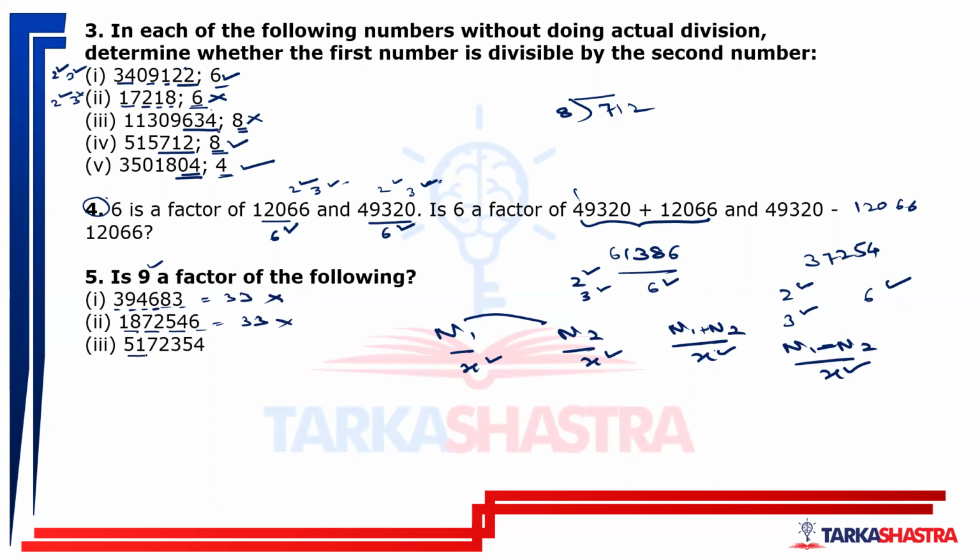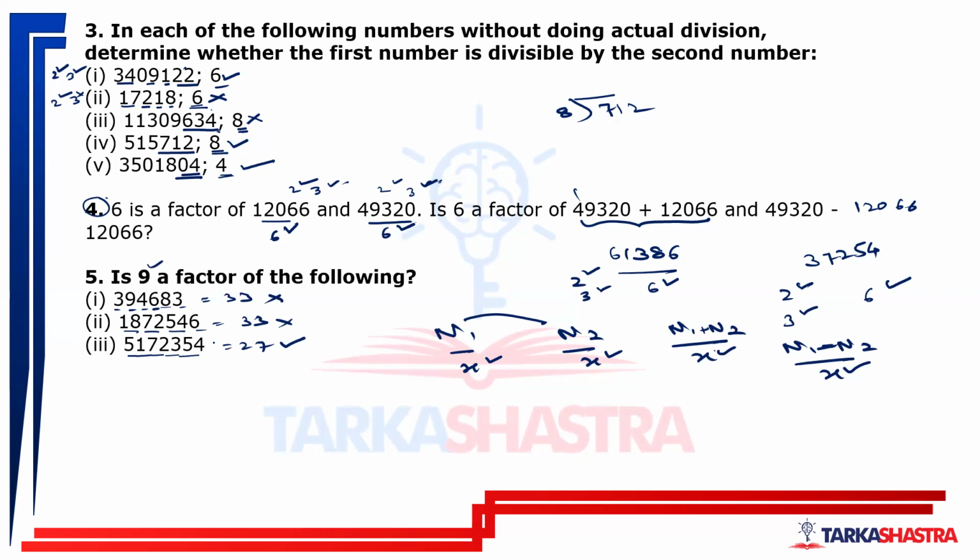Then 5 plus 1, 6, 13, 15, 18, 27. Sum of the digits is divisible by 9. Hence, the whole number is divisible by 9. That's it. This is how we need to do it.